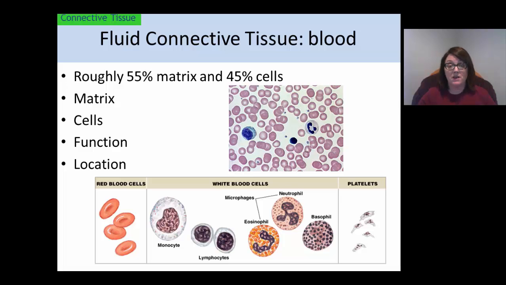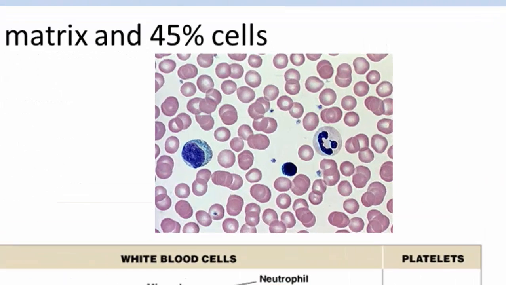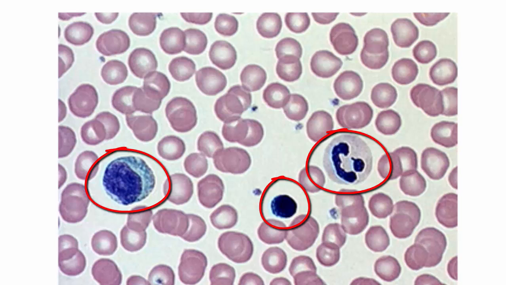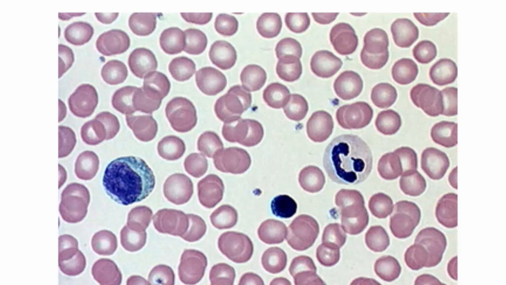We do have lots of cells here, though. The major cellular component to blood are erythrocytes, also called red blood cells, and it's their job to carry oxygen. And then we also have white blood cells, also known as leukocytes, and there's lots of variations in the white blood cells that we'll study later. But white blood cells in general help to combat pathogens in the body.